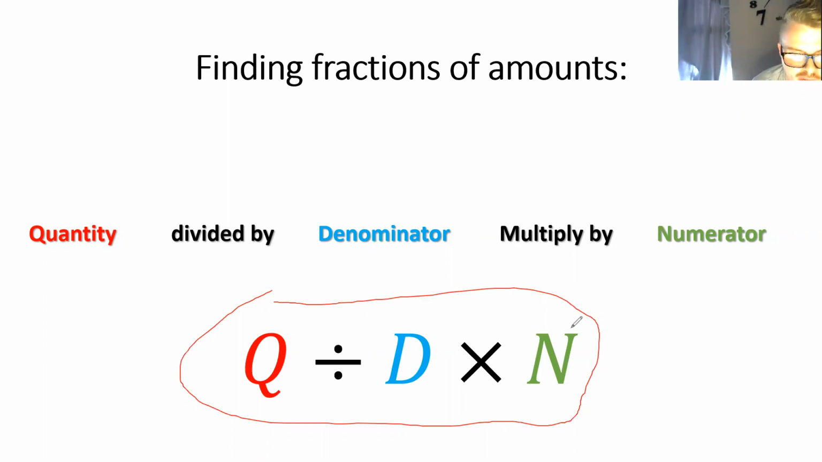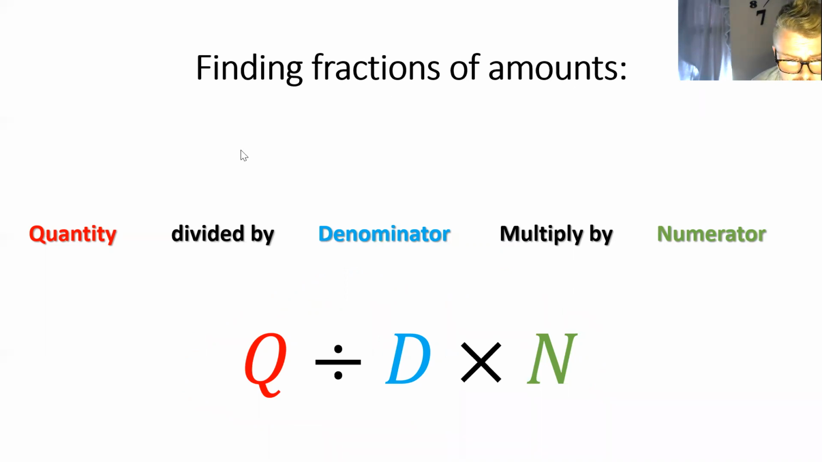And what these mean, quantity is the big number, or usually it's a big number, not always, but most of the time it's the big number that's being divided, the one that's being shared. Then we get that number and we divide it by the denominator, which is the bottom number in a fraction. Then when we get the answer to that, we multiply that answer by the numerator, which is the top number in a fraction. So I'll just show you once more how this works with a real question.